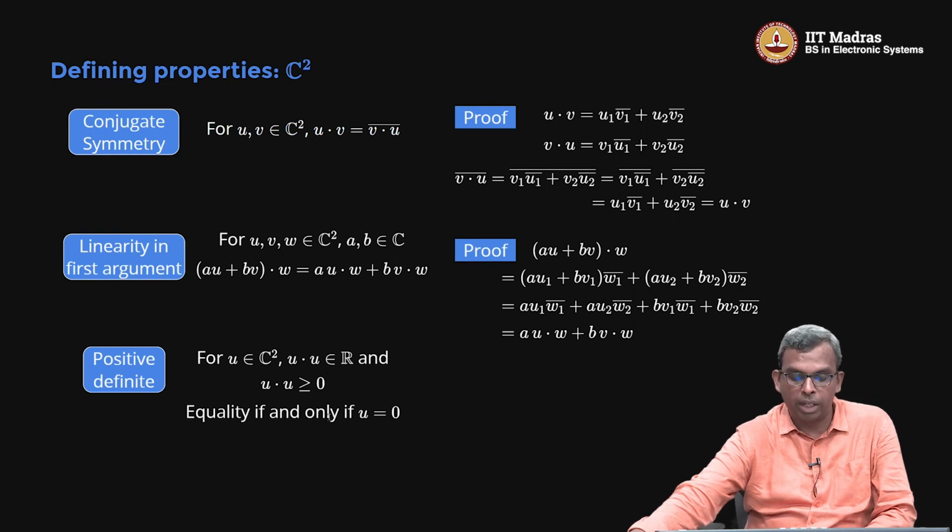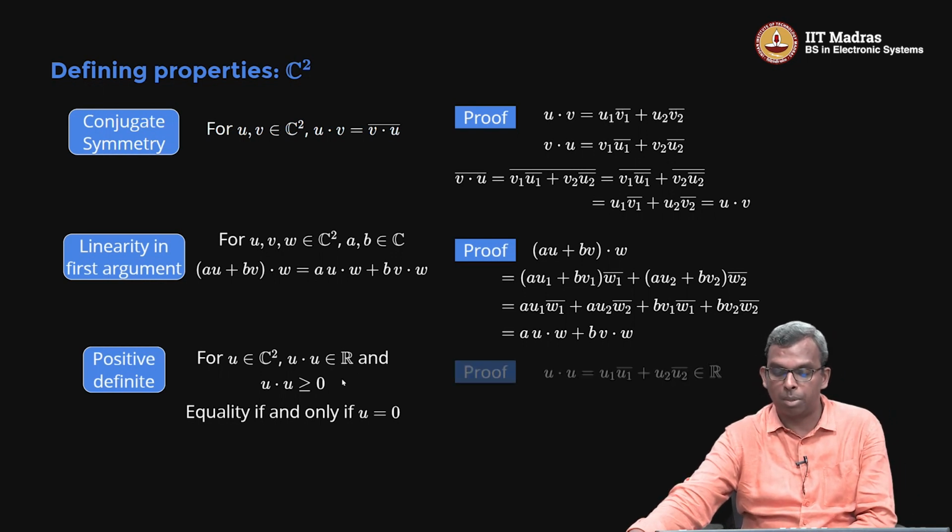So this is if and only if u is 0. Clearly if u is 0, u dot u is 0, and if u dot u is 0, then u is also 0. Otherwise, u dot u becomes a positive real number. It cannot be complex. The imaginary part has to be 0. That's very easy to see.